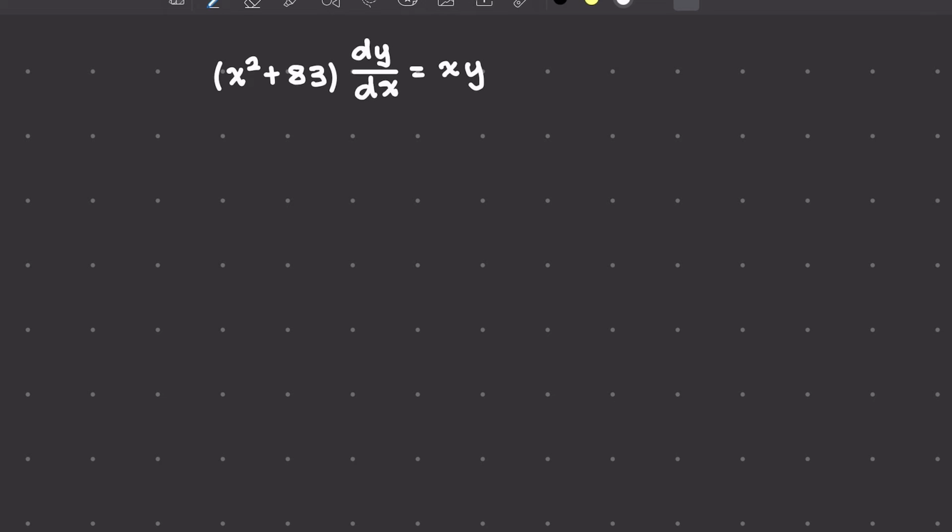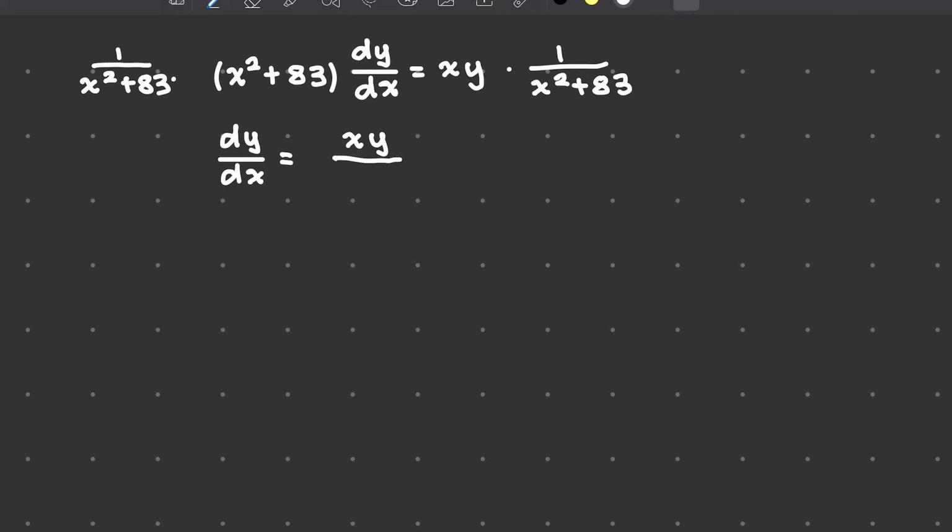Okay, let's do our first step. Let's multiply both sides by 1 over x squared plus 83. We will do the same thing here. And so we will get dy over dx equals xy over x squared plus 83.